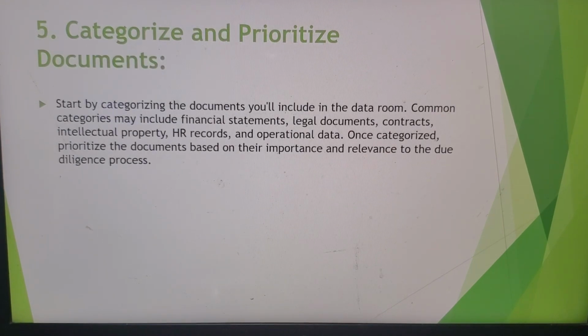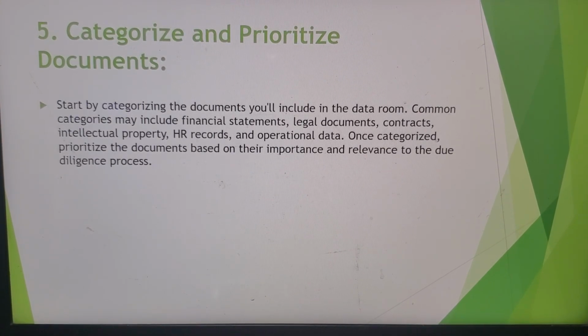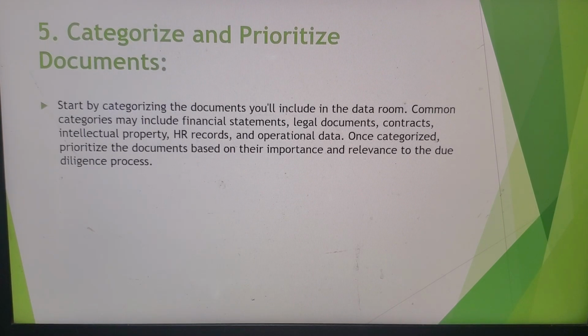5. Categorize and prioritize documents. Start by categorizing the documents you will include in the data room. Common categories may include financial statements, legal documents, contracts, intellectual property, HR records, and operational data. Once categorized, prioritize the documents based on their importance and relevance to the due diligence process.